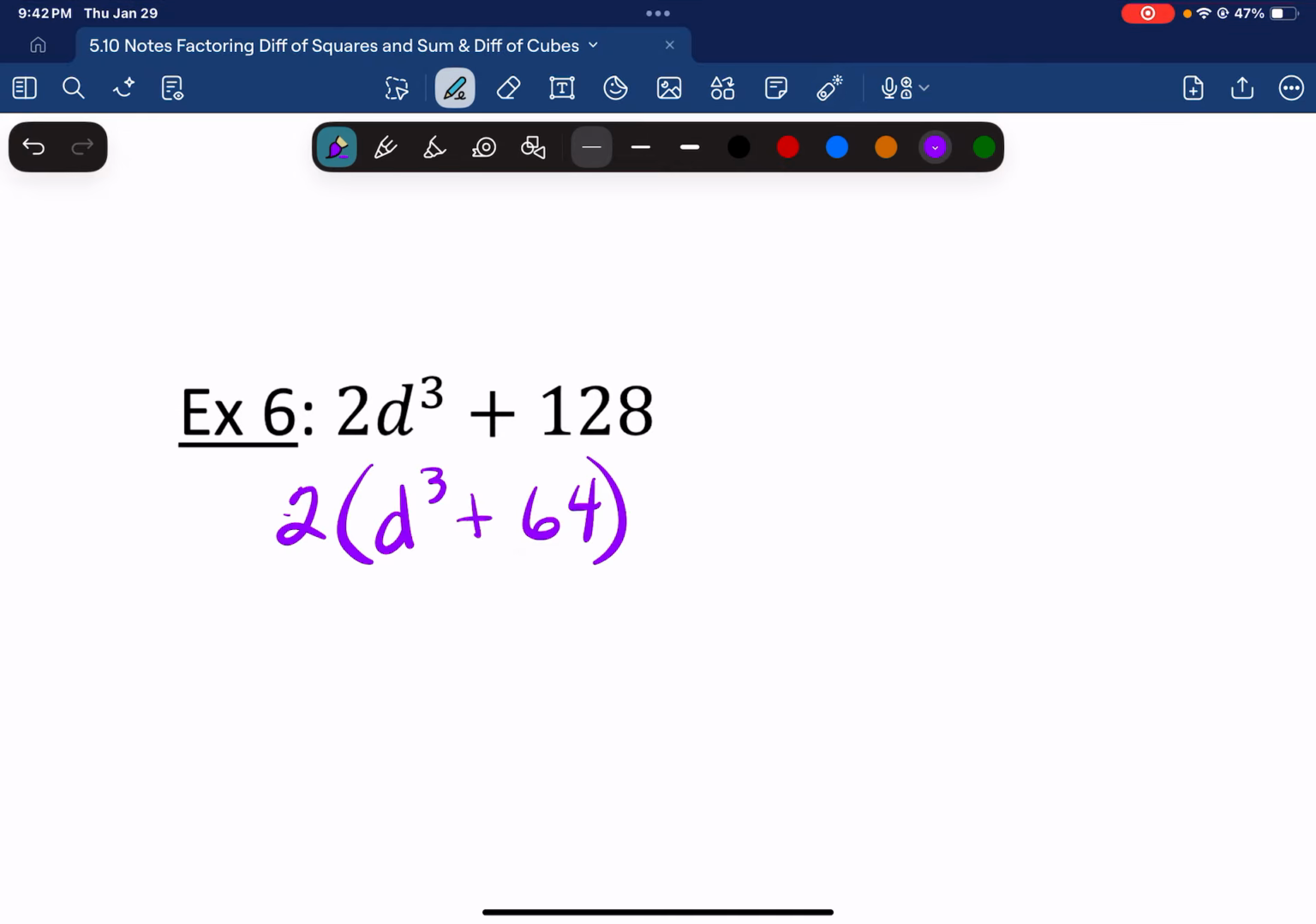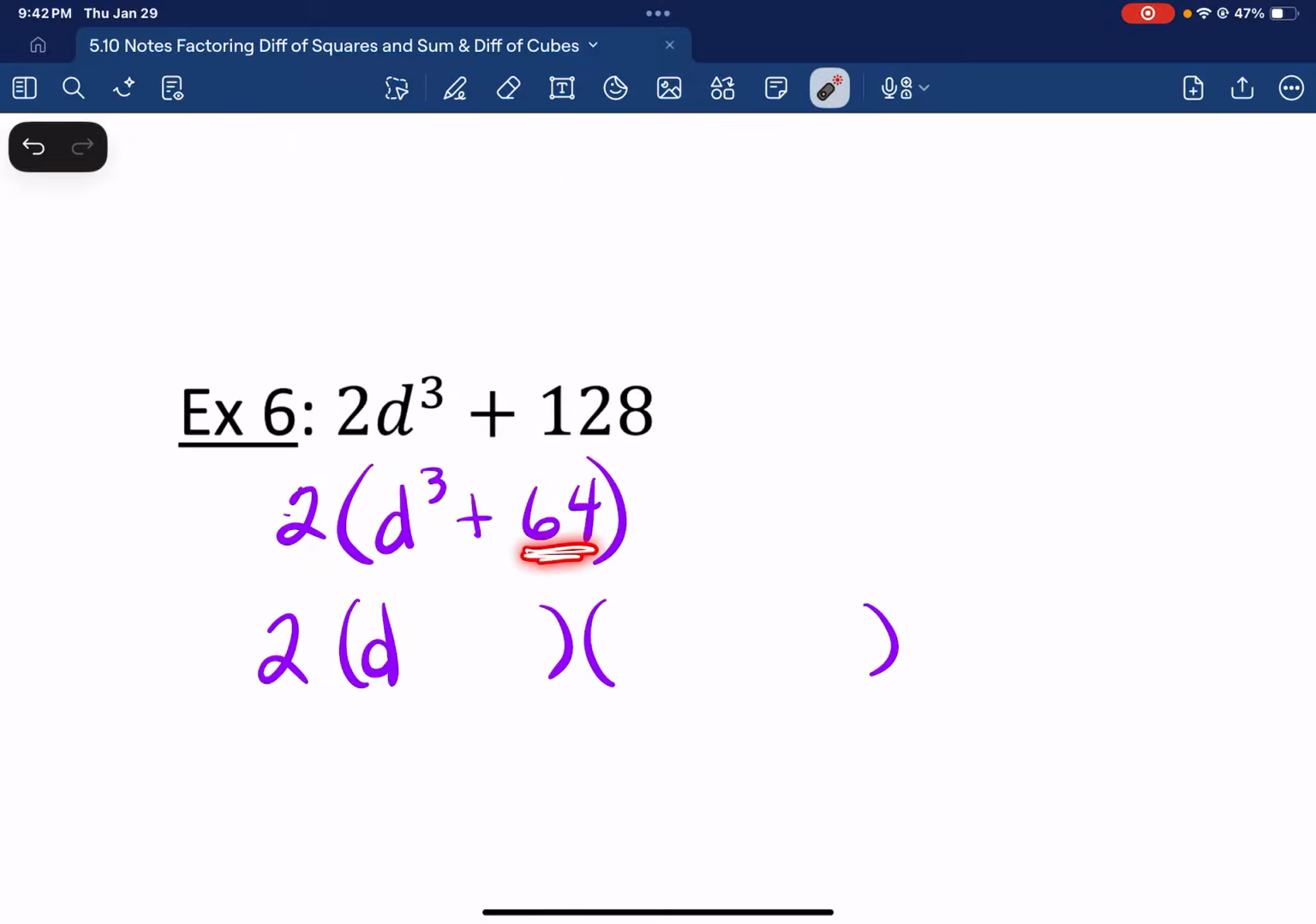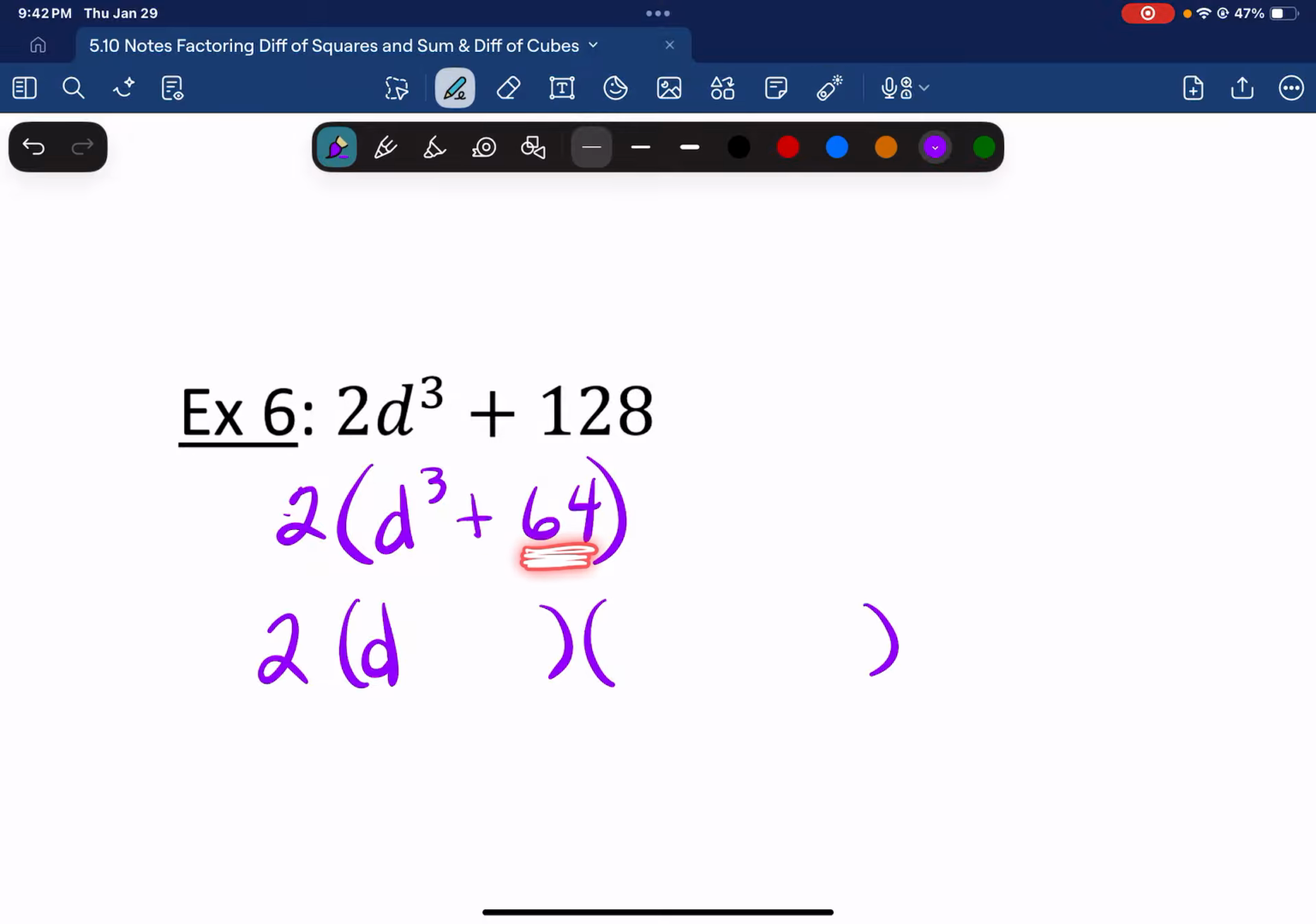Okay, so bring down the 2, set up your binomial and your trinomial factors. D to the third power, what does that break into? So this is a d, and what number times itself again makes 64, and that would just be a 4. We have that written down on the bottom of our paper, and now we can start singing or chanting, whatever.